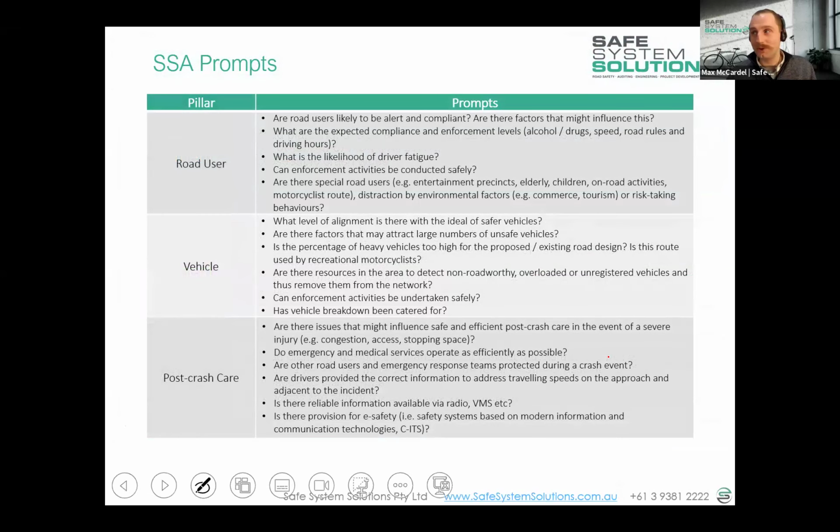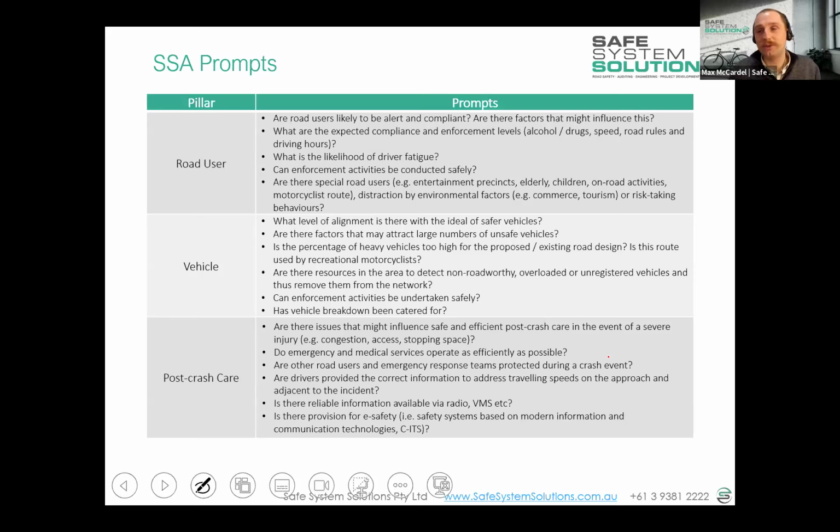Some more prompts for you, and this is generally done prior to the SSA matrix, but it further contextualizes the site that you're looking at. Once again, these prompts are within the Austroads framework, so you just copy and paste them and just answer to them. And it's all about reflecting on the other pillars to do with the safe system assessment or safe system framework.